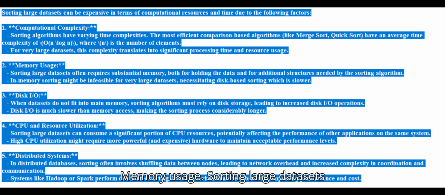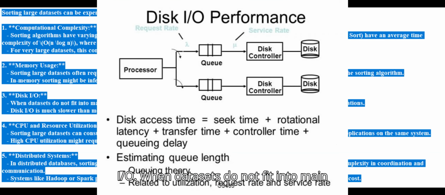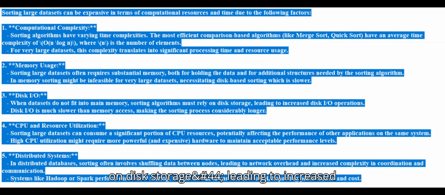2. Memory usage. Sorting large datasets often requires substantial memory, both for holding the data and for additional structures needed by the sorting algorithm. In-memory sorting might be infeasible for very large datasets, necessitating disk-based sorting, which is slower. 3. Disk I/O. When datasets do not fit into main memory, sorting algorithms must rely on disk storage, leading to increased disk I/O operations. Disk I/O is much slower than memory access, making the sorting process considerably longer.